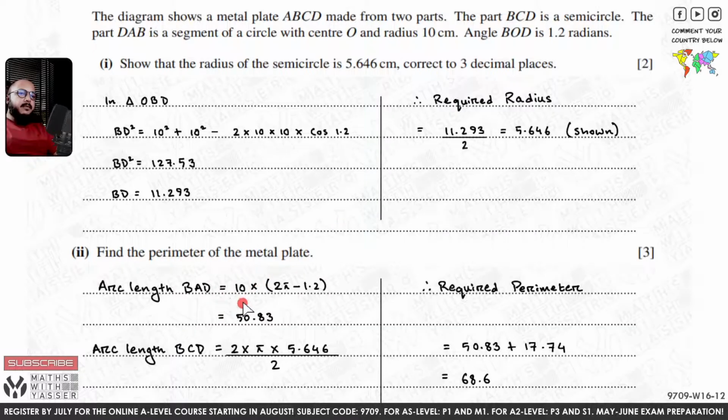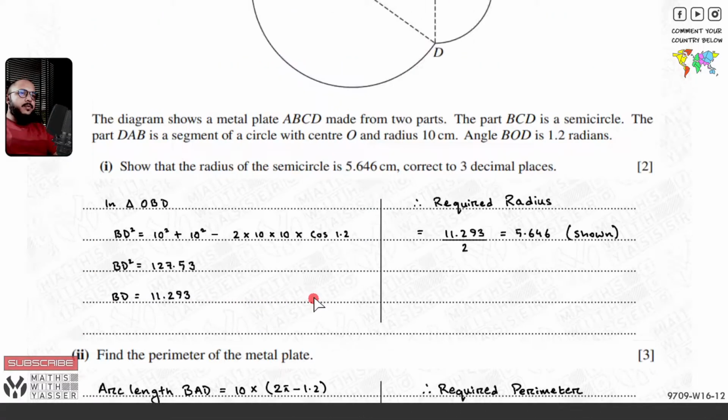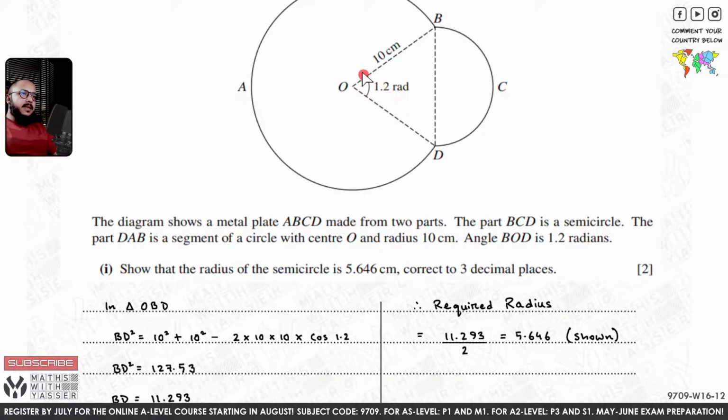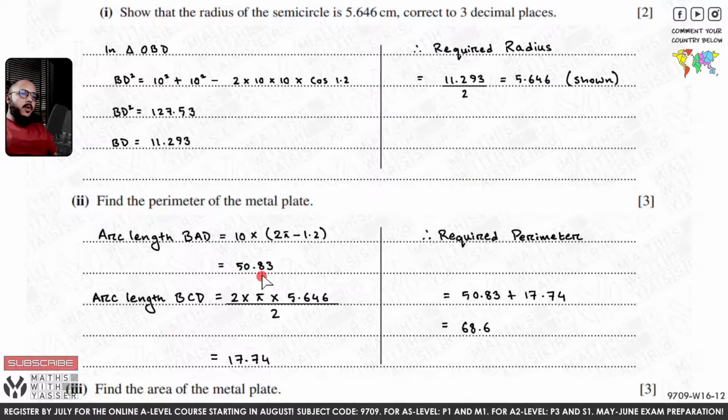So arc length BAD, the formula we will be using is r theta. So radius is 10 times theta will be 2 pi minus 1.2. If this is 1.2, this angle must be 2 pi minus 1.2, which gives us 50.83. And the arc length BCD, we will be using the formula 2 pi r over 2, because 2 pi r is the complete circumference of a circle, and since it's a semicircle, it will be 2 pi r over 2. That gives us 17.74. So the required perimeter must be the sum of these two, which is 68.6.